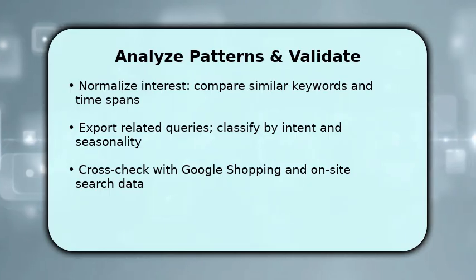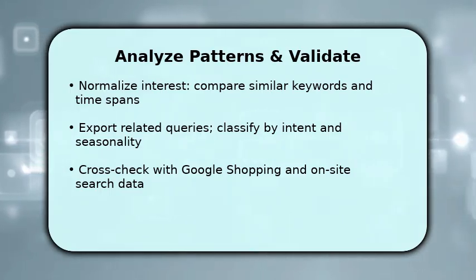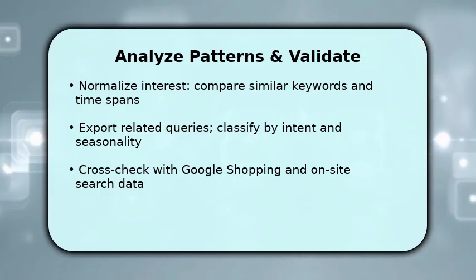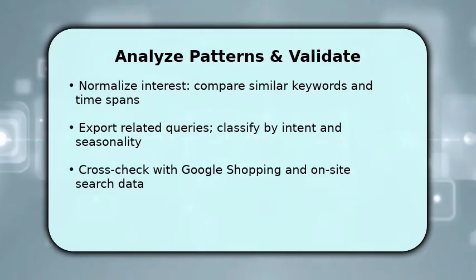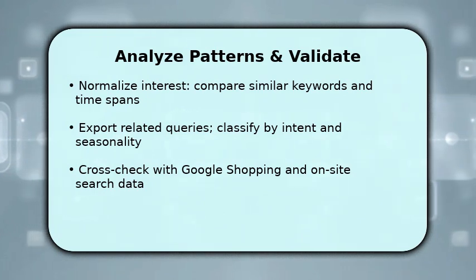Next, cross-validate those signals with Google Shopping impressions and your site's search analytics. This confirms real-world conversion potential and helps prioritize which products to promote or stock up on.